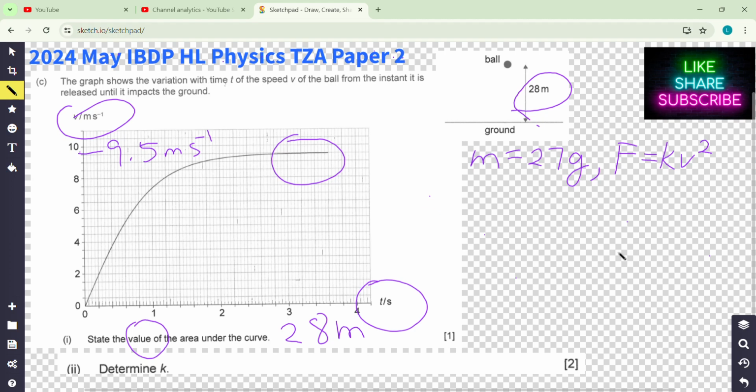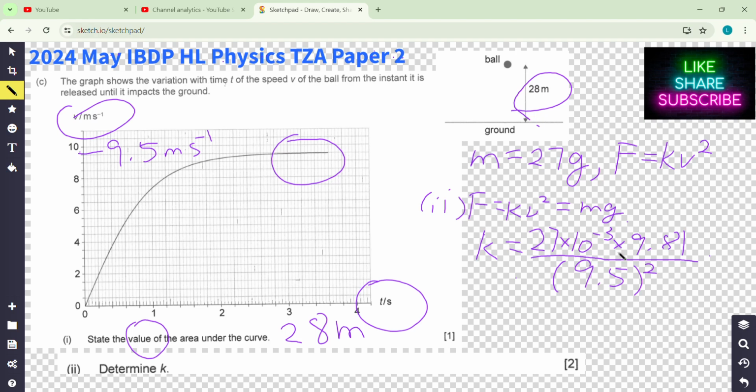So for part 2, I write here: F equals kv square and equals mg. Be careful, SI unit, 27 grams, you need to change it. So k equals 27 grams times 10 to the power negative 3, and then 9.81, and then our observation 9.5 is the terminal speed, so 9.5 all square.